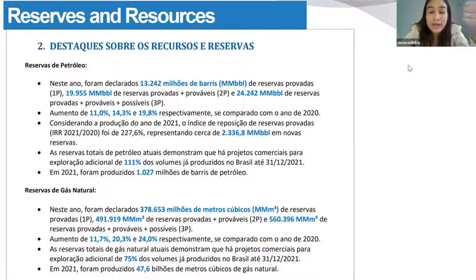So we increased the reserves around 11% from last year, and we also have a good reserves index considering the production. So we are adding more than we are producing. So it's a very important index for a country. But we can also see more information on the ANP website. I will send the link also.